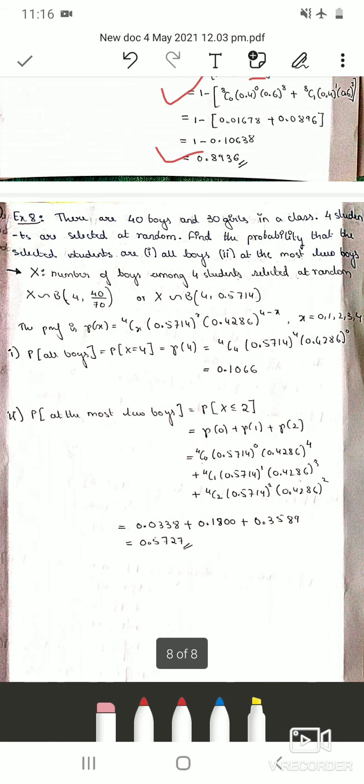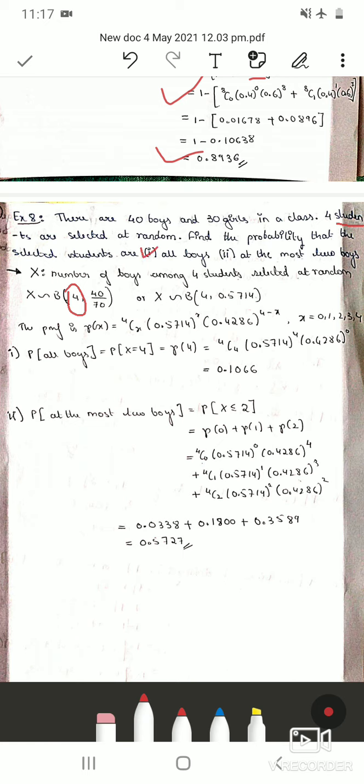So the 8th problem is: there are 40 boys and 30 girls in a class. 4 students are selected at random. Find the probability that the selected students are, first sub question, all boys, and the second one, at most 2 boys. In this question they have given that 4 students are selected at random, so we got our n, but they have not mentioned what is p. Nowhere can you find a term related to p. But now see what is asked in the question.